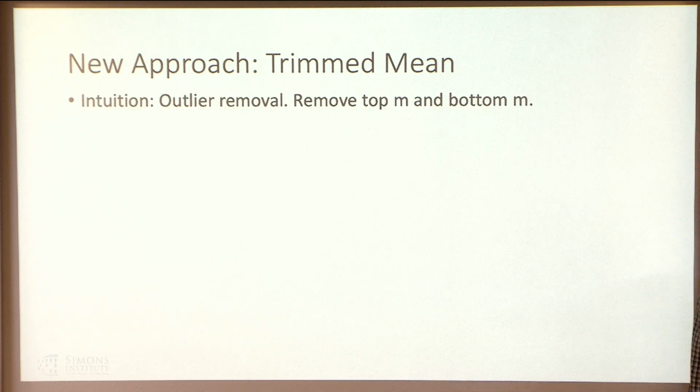Okay, so I'll tell you about our approach, which is to use the trimmed mean. So what is the trimmed mean? The intuition is to basically do outlier removal. So you take the m largest observations, throw them away, throw away the bottom m observations, and just report the mean of what's left.